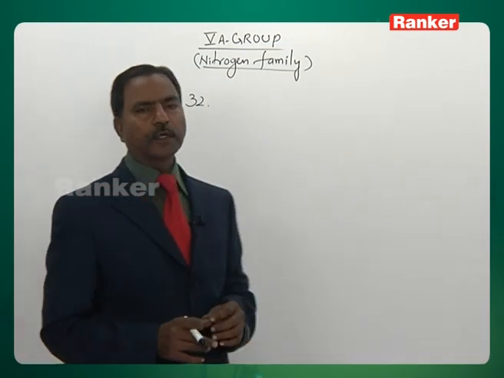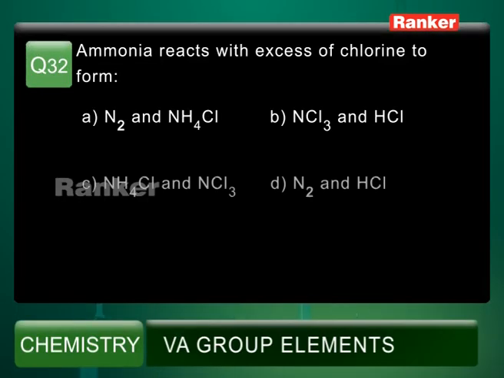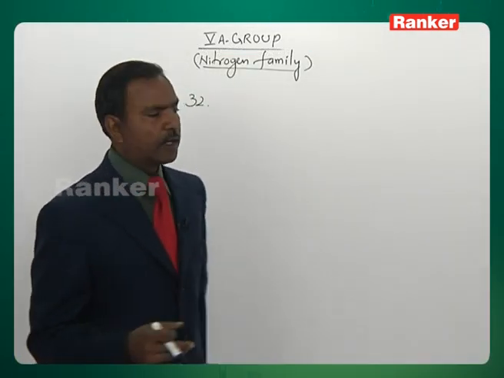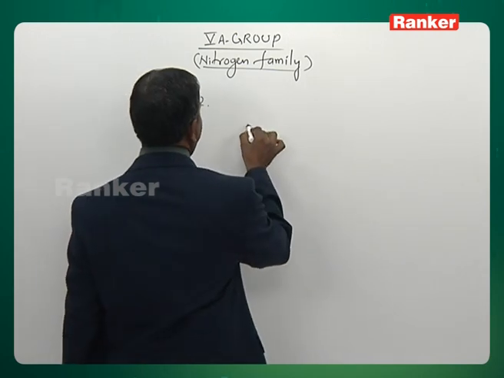Let us see question number 32. Ammonia reacts with excess of chlorine to form which products: nitrogen and ammonium chloride, NCl3 and HCl, ammonium chloride and NCl3, or N2 and HCl. See, ammonia reacts with excess of chlorine. What is happening? See the reaction.